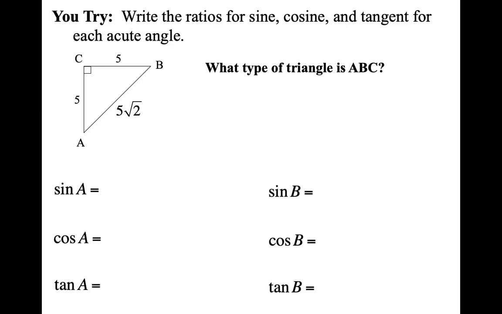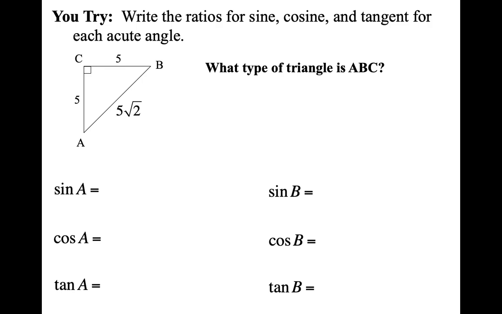We know that angle A and angle B have to be equal to each other because their opposite legs are equal to each other. And so that means that when we have the sine of angle A, it's really the sine of 45 degrees. And when we have the sine of B, it's the sine of 45 degrees. And so what we should see is that when we find the sine of A, cosine of A, and tangent of A, that should actually be the exact same as the sine of B, cosine of B, and tangent of B. So let's take a look.